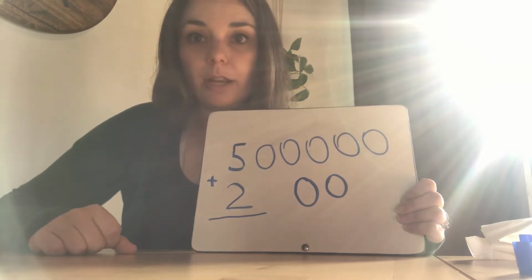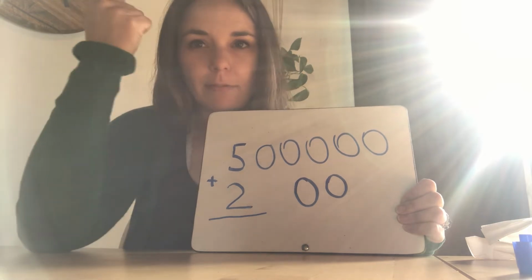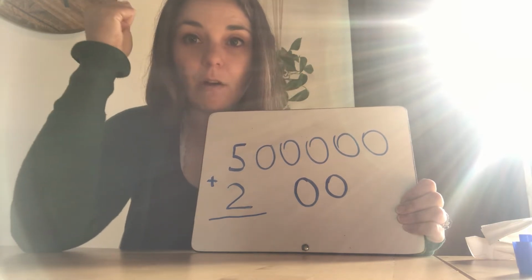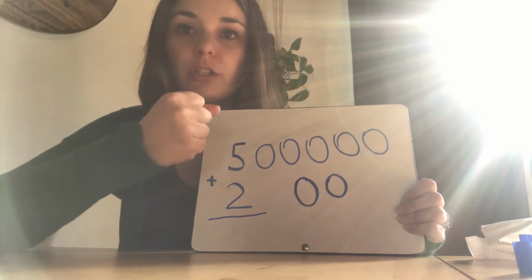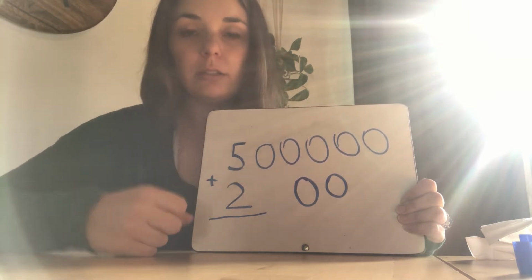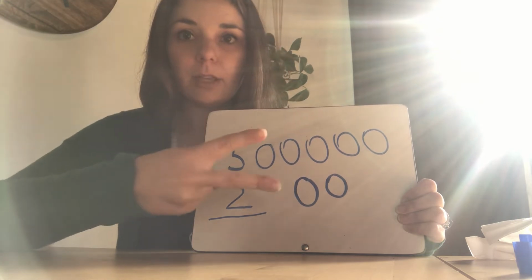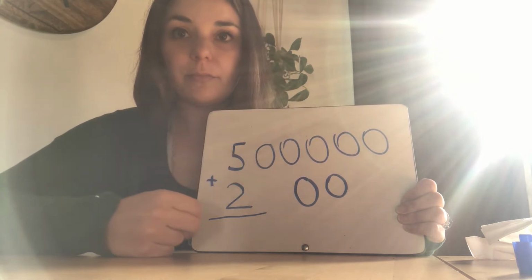What you can do in your brain is think, I'm going to grab the 5 and put it in my fist, and then I'm going to count on 2 more. So take the 5, put it in your fist, and we're going to count on 2 more, right? So 5, 6, 7. Nice.